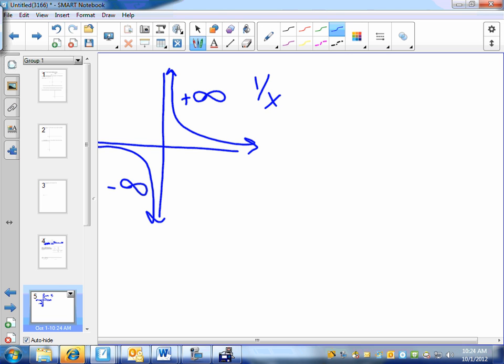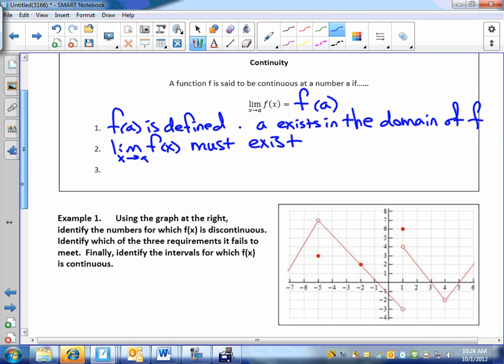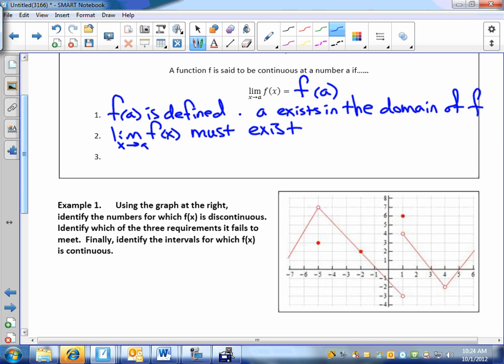But the third one is very crucial, and it has to be this: the limit as x approaches a of f of x must equal f of a. And that's the trickiest part that we're going to have to help you understand and define.